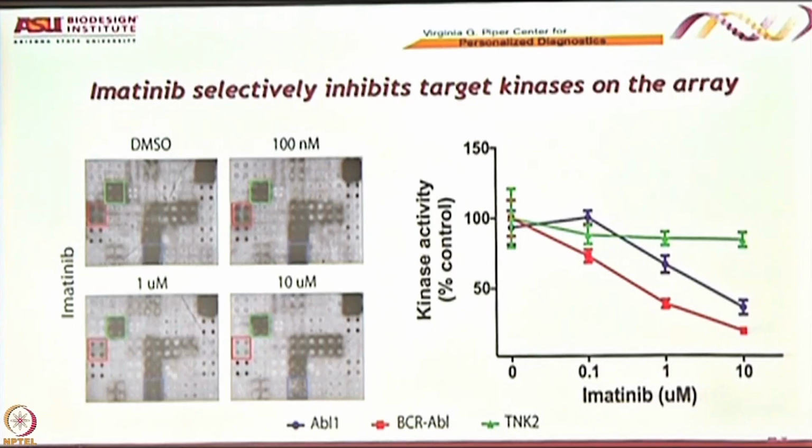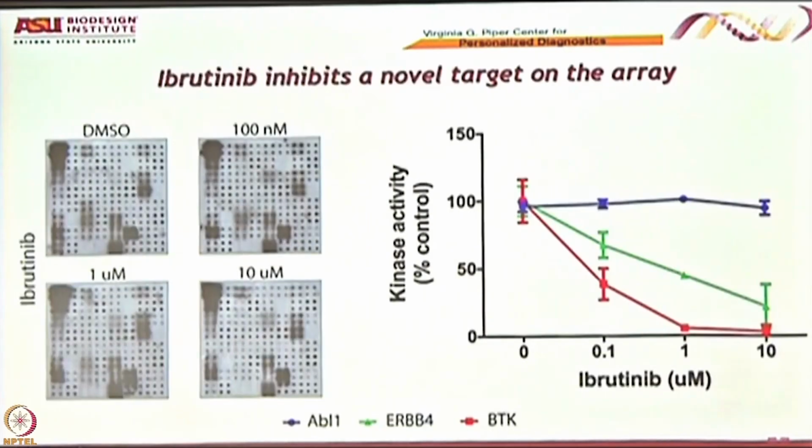So we did a number of studies like this to convince ourselves that the array platform was behaving as we expected. And then we decided, now can we discover something new with that? And so we started treating the array with other kinase inhibitors. And what we looked for in particular was, were these kinase inhibitors ever hitting a kinase that we didn't expect them to hit? And one of the first ones that Fernanda found was this one.